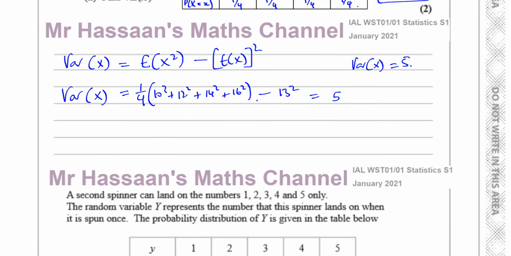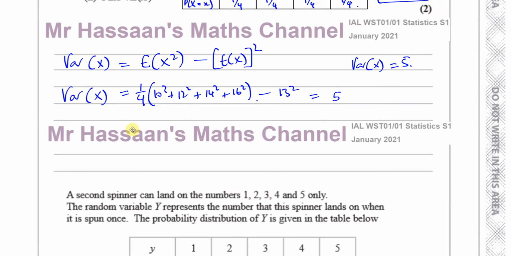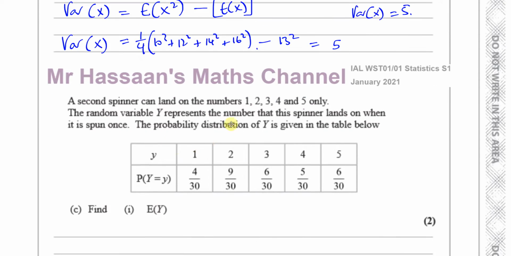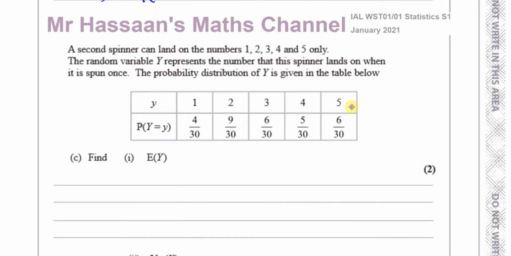Now for the next part. It says a second spinner can land on the numbers 1, 2, 3, 4 and 5 only. The random variable y represents the number that the spinner lands on when it is spun once. The probability distribution of y is given in the table below, so they're not all equally likely this time.